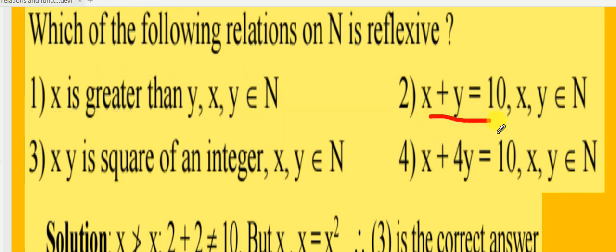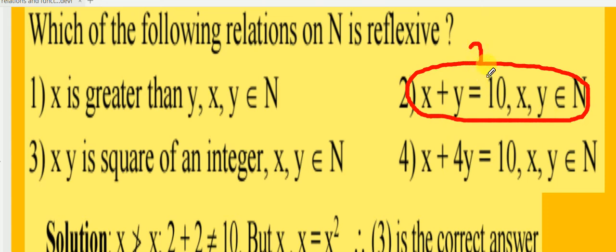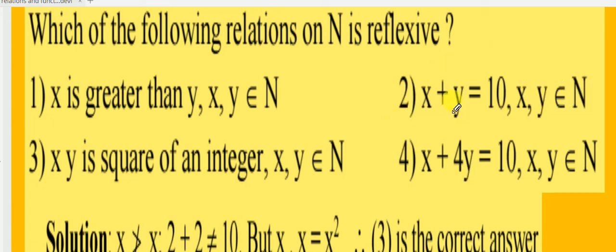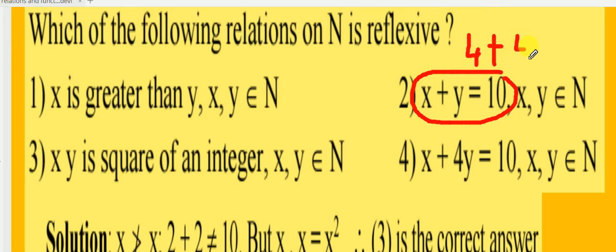X plus y is equal to 10, x y belong to N. So we know that 2 plus 2 cannot be 10 or 3 plus 3 cannot be 10. That is, x plus x cannot be 10 always for all natural numbers, because we can find numbers whose sum is not 10. You can consider 4 plus 4, which is equal to 8, not equal to 10. So this is not a reflexive relation.